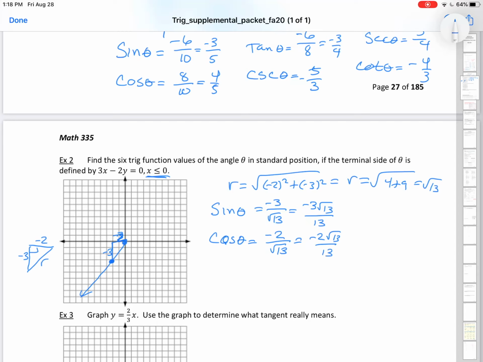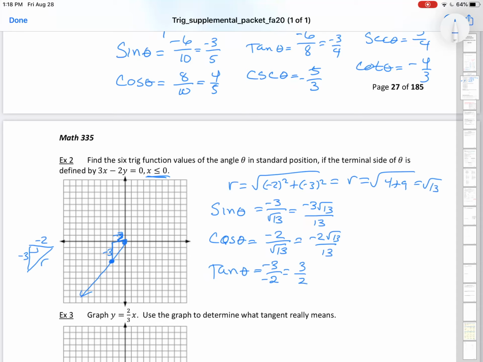So notice they're both negative. Tangent theta. What's tangent theta going to be? It's going to be opposite over adjacent, or y over x. No, they're both negative. You cannot leave two negatives. You must express it as positive, and we get a positive 3/2 out of that. So the rest is easy because they're just flips.